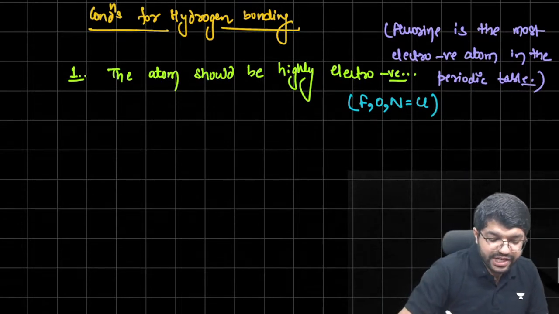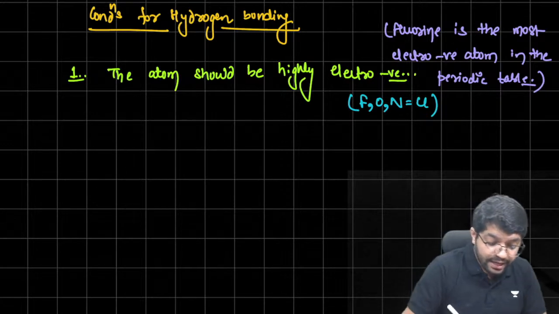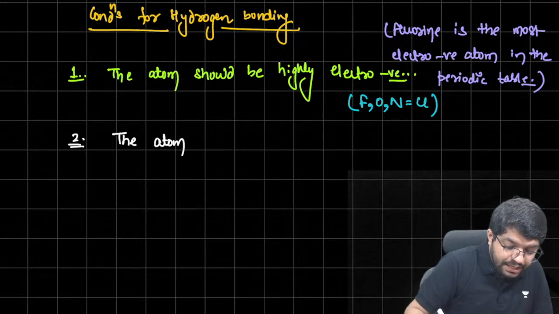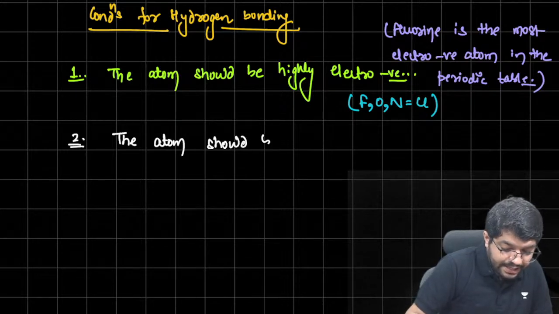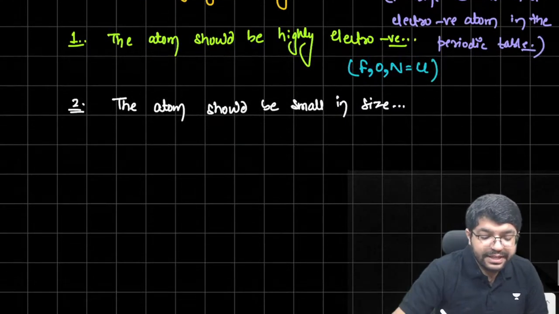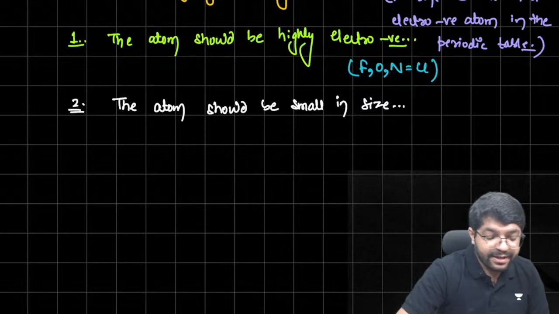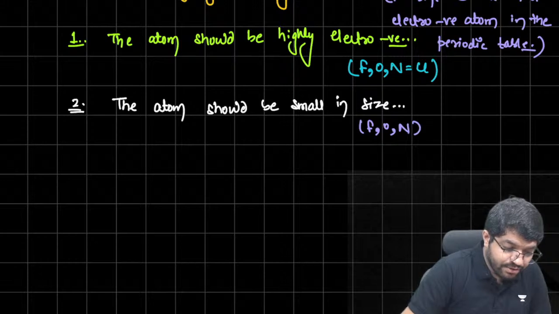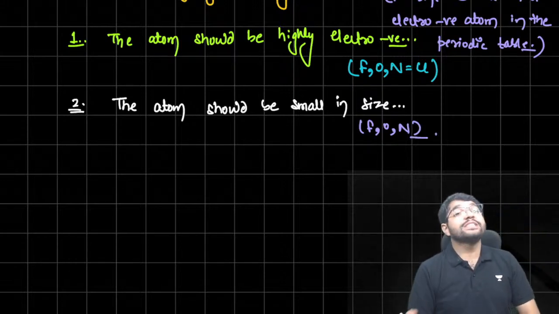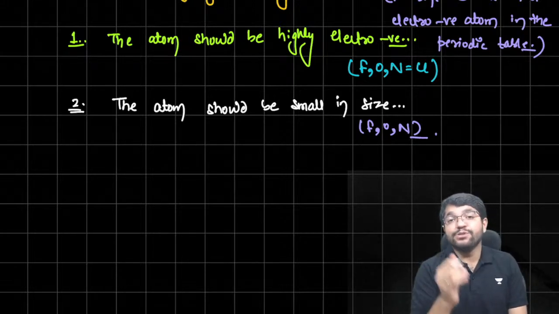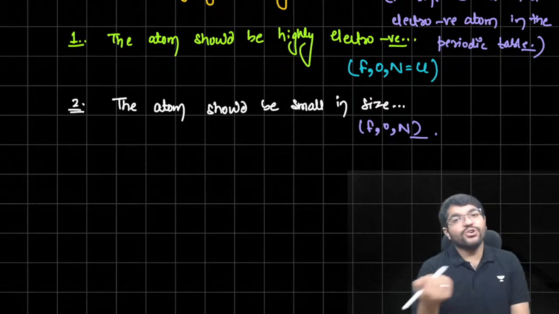But the second condition is a little disheartening for chlorine, as the second condition says the atom should be small in size. And there chlorine does not qualify. The answer becomes fluorine, oxygen, and nitrogen. So the attraction of hydrogen with these three atoms, fluorine, oxygen, and nitrogen, is called H bonding.